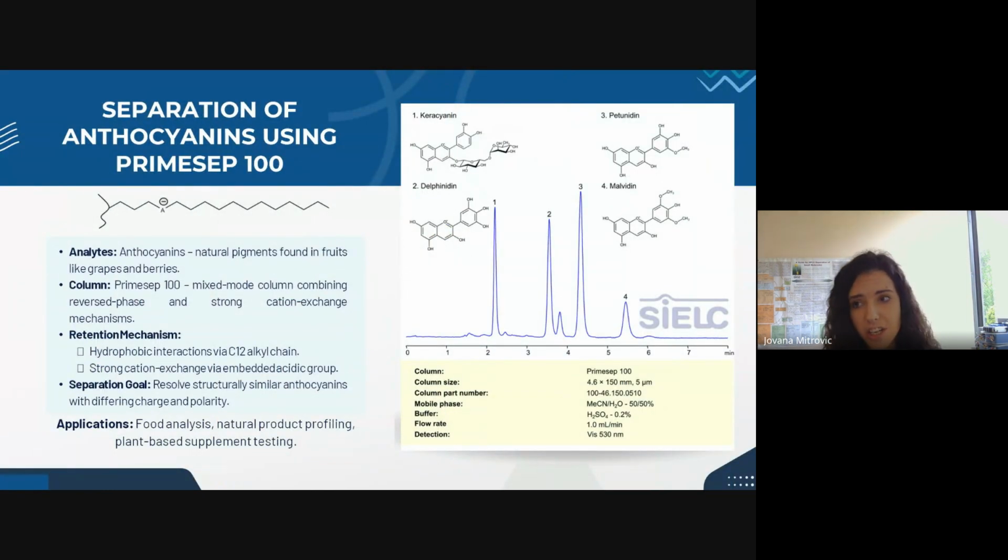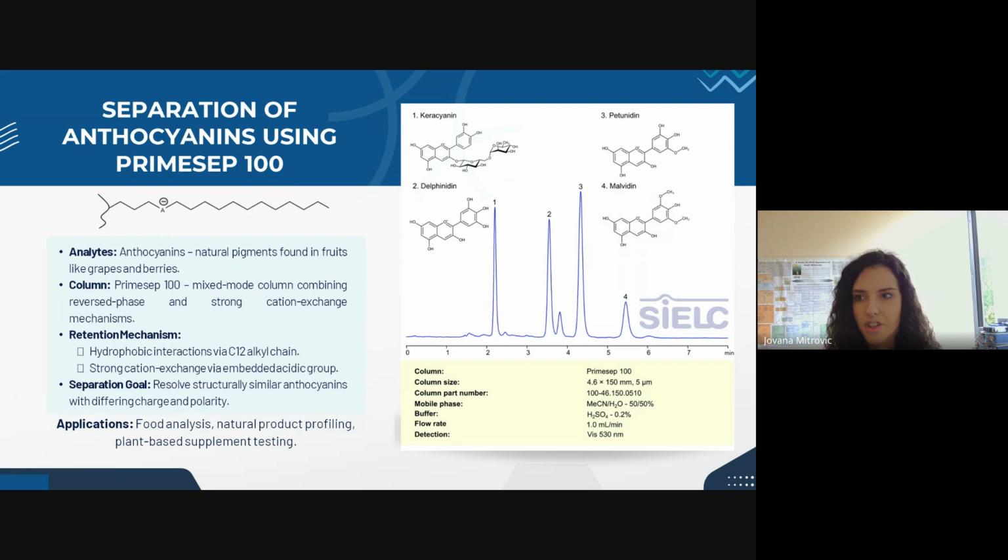Here is an application example. Anthocyanins are natural pigments found in fruits like grapes and berries. They are charged, structurally very similar, and sometimes challenging to resolve.